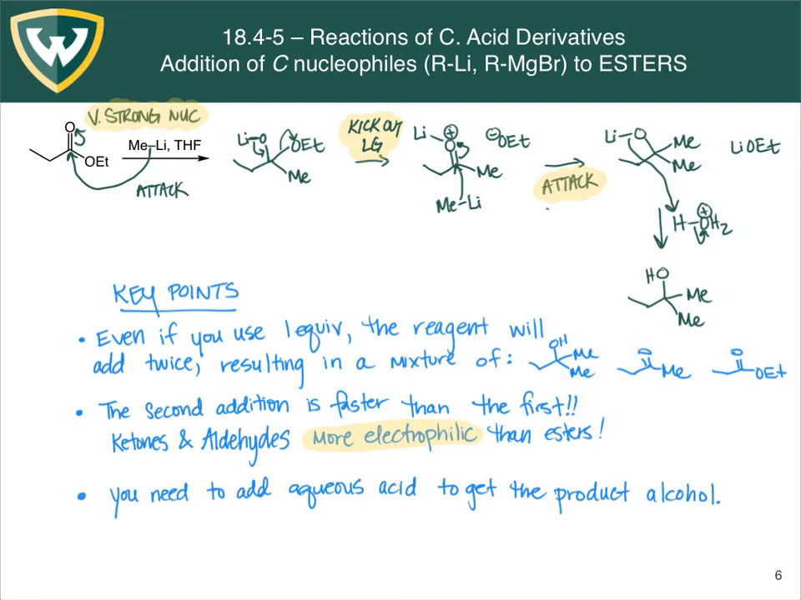Finally, you need to add aqueous acid to get the product alcohol. So this is just like when you do Grignard addition to aldehydes and ketones. If you were asked to provide the reagents, you would list 1. methyllithium, THF, and 2. H3O+.